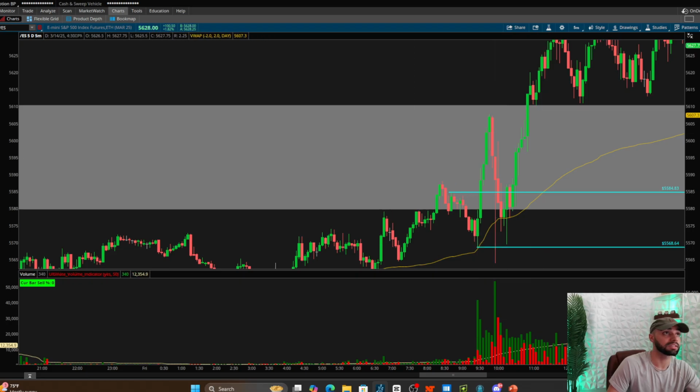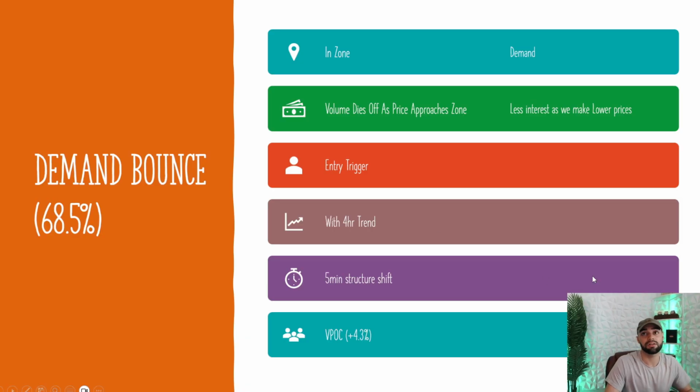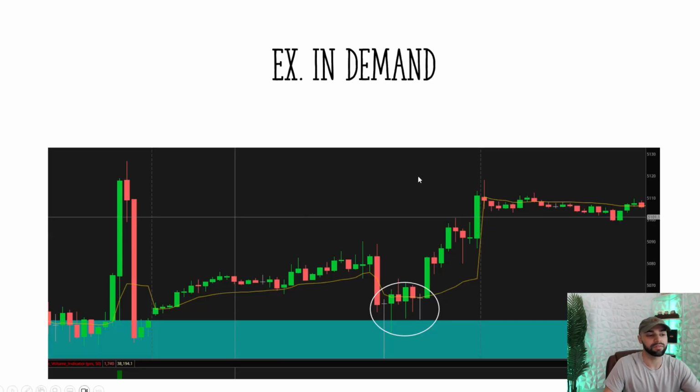This is a trade actually we took today live. And the entry trigger here in this consolidation is just simple buyer exhaustion that we're going to talk about later, right? So it's simple. You can replicate this on a daily basis. It's not hard to do. It's actually very easy. So a quick example of the demand bounce, right?